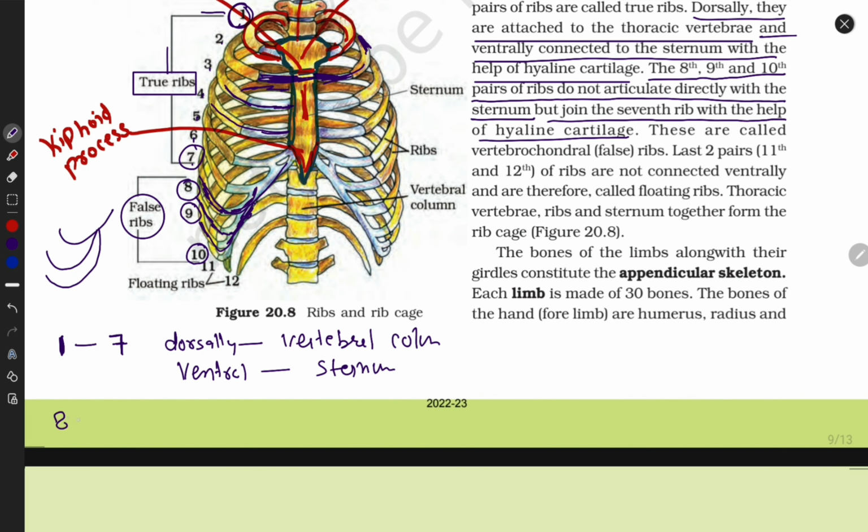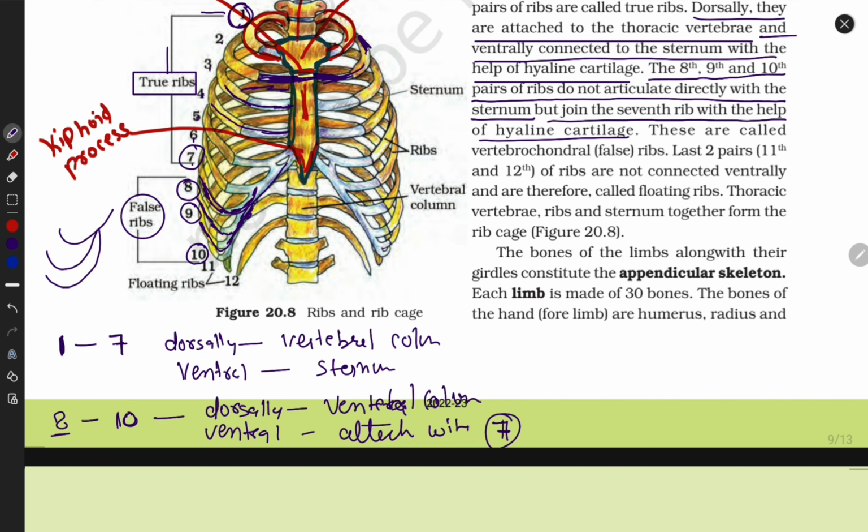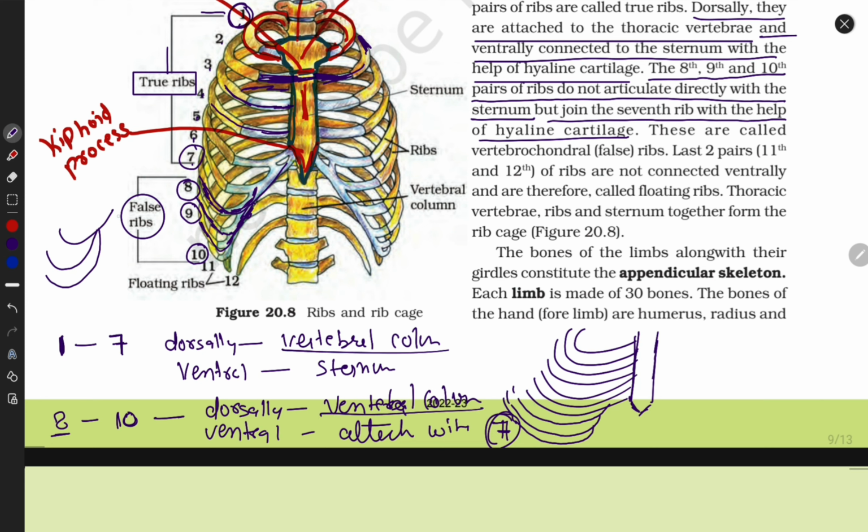But the 8th to 10th are attached dorsally to the vertebral column, but at the ventral side they attach to the 7th rib. Like this is 1, 2, 3, 4, 5, 6, 7, but the 8th attaches like this, the 9th like this, and the 10th like this. They are not attached to the sternum, but at the back they attach to the vertebral column. So we call them false ribs. And these two, the 11th and 12th, are floating ribs.